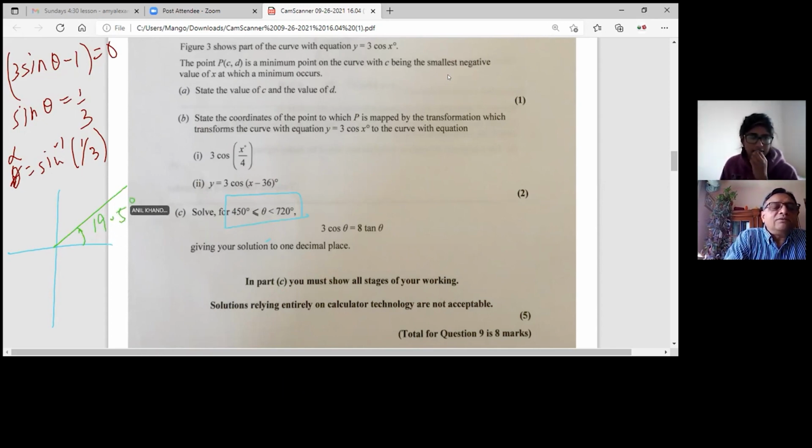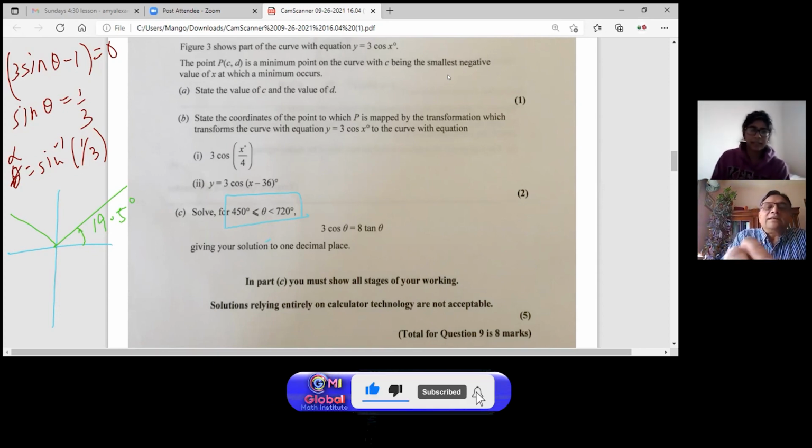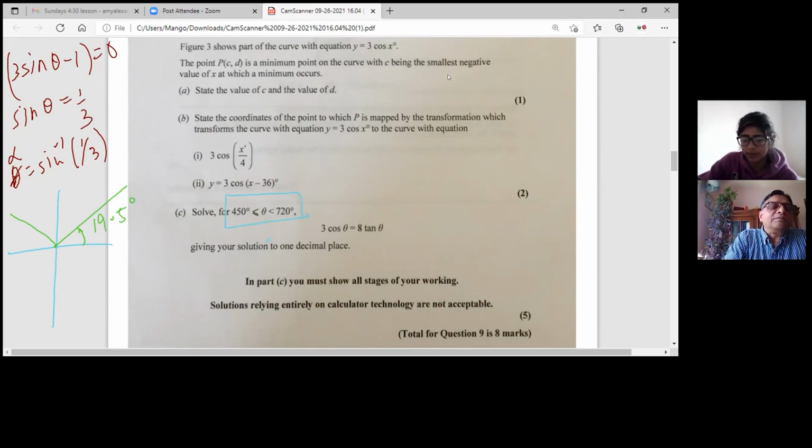Is it okay to round early, or do you recommend leaving it as a 4? In this case, we are only adding something to it, so it is okay at this time. The other angle is how much? 180 minus the 19.47, which is 160.5. So these are the two angles. However, these two angles are not in the domain required.